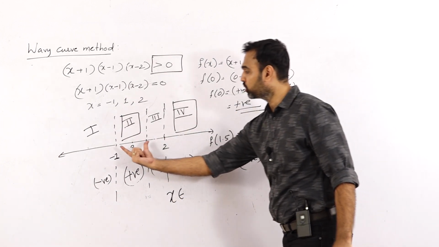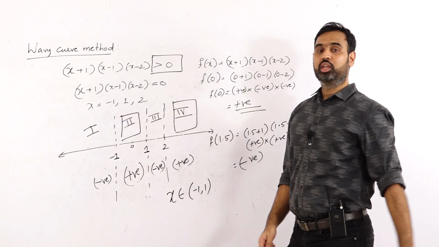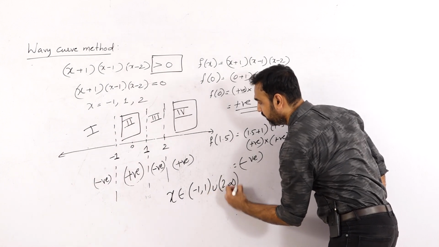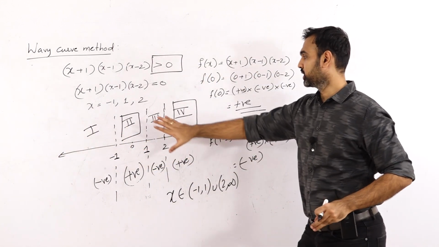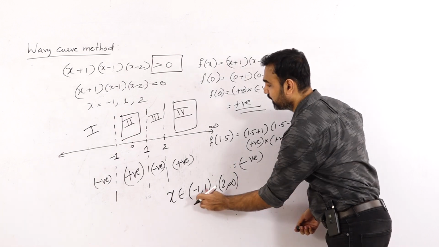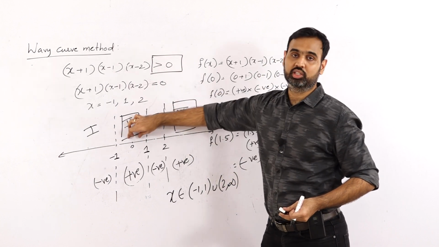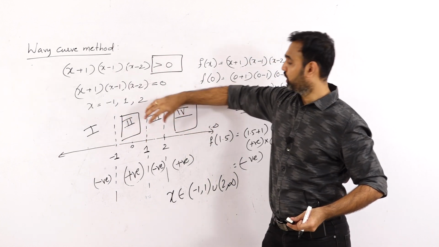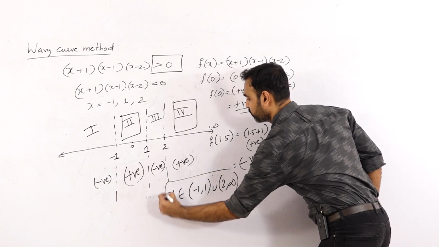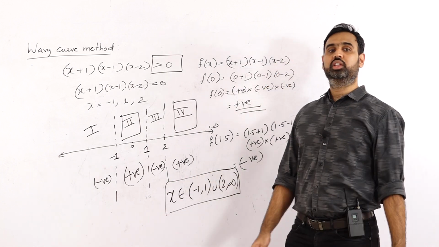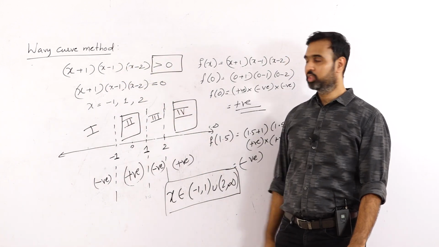How are you going to express region 2? Region 2 is the interval -1 to 1, the open interval -1 to 1, union 2 to infinity. The fourth region extends till infinity, and the first region extends till -infinity. This union indicates you are clubbing two intervals which are not consecutive, which are apart from each other: -1 to 1 and 2 to infinity. I have to express both as the solution, so we use a symbol called union. So x belongs to -1 to 1 union 2 to infinity is the solution for this inequality, and that is how the wavy curve method is helpful. You can look at the entire solution.